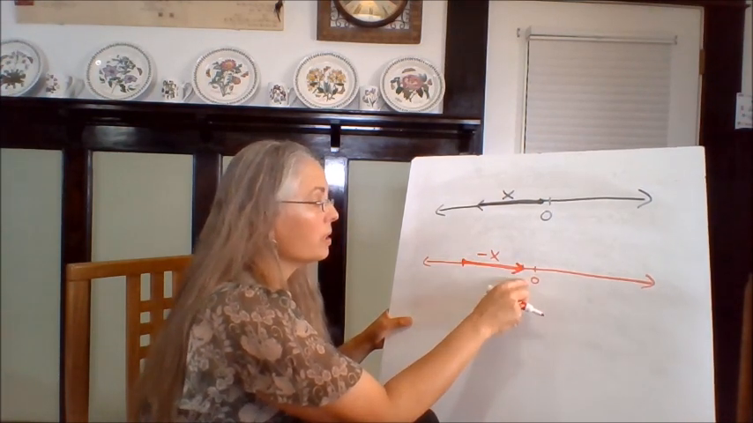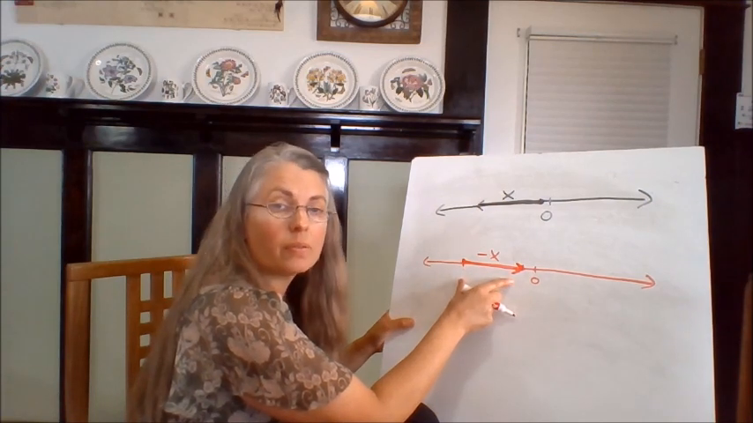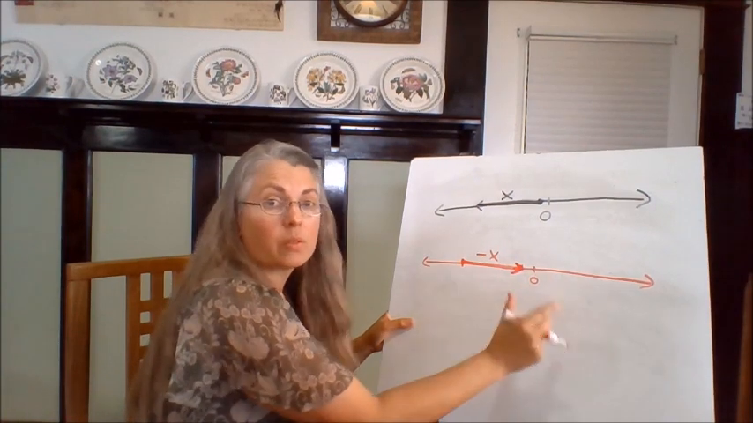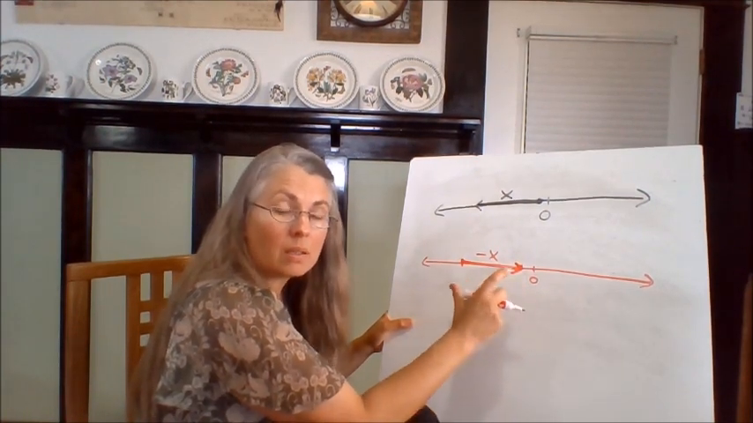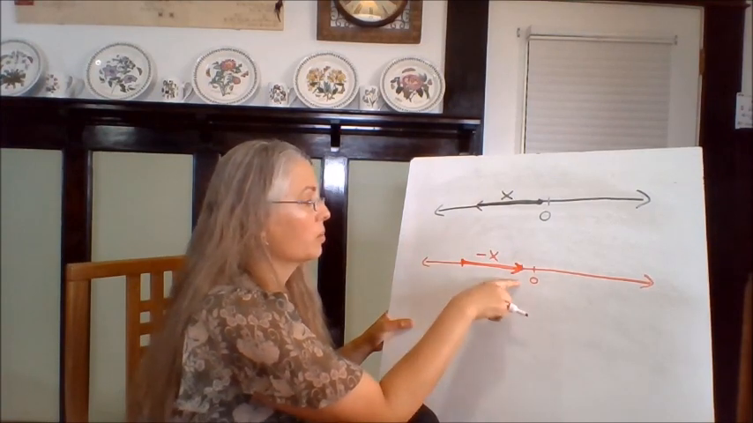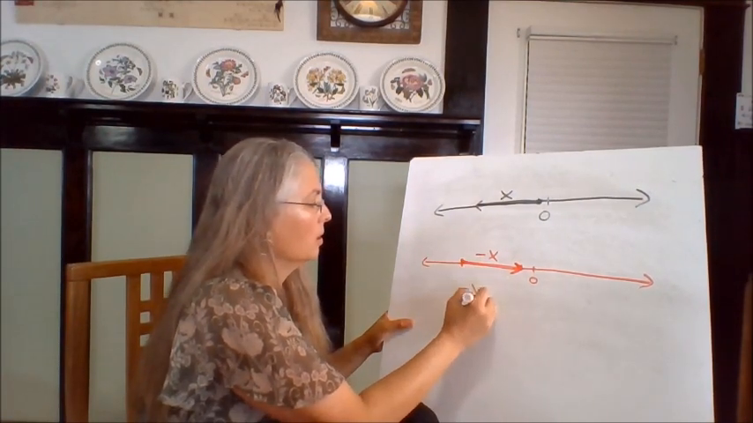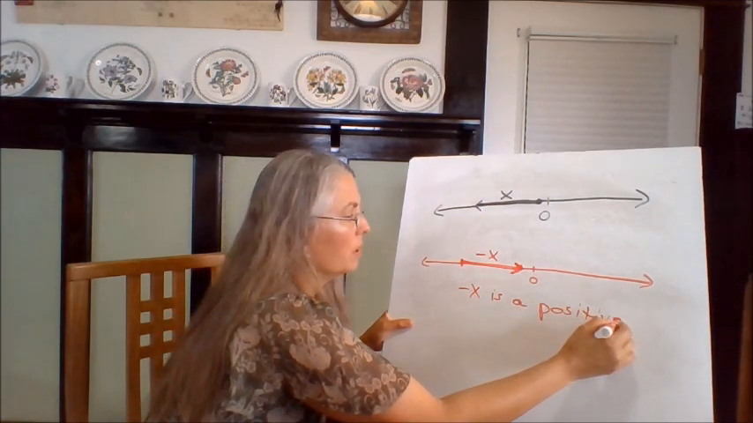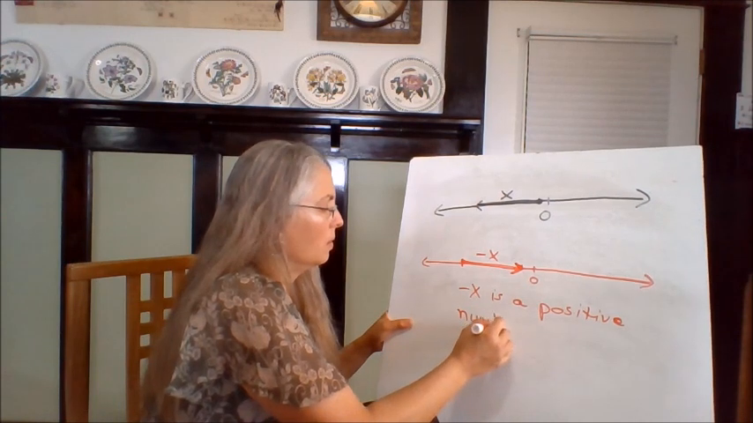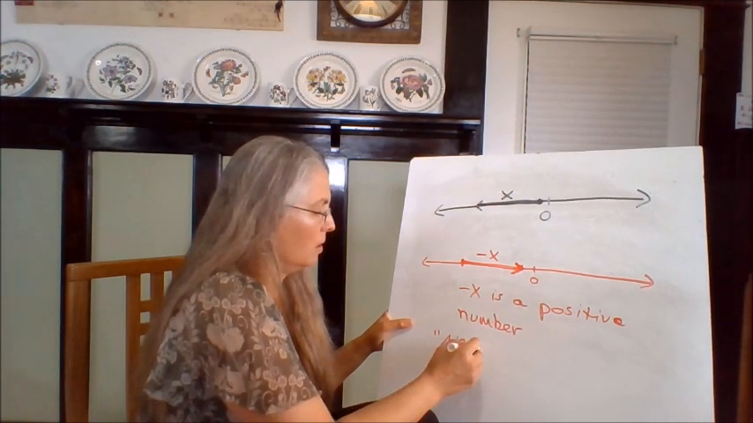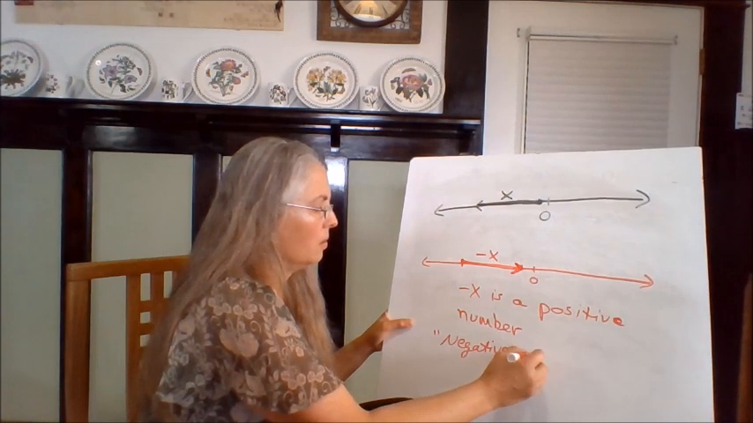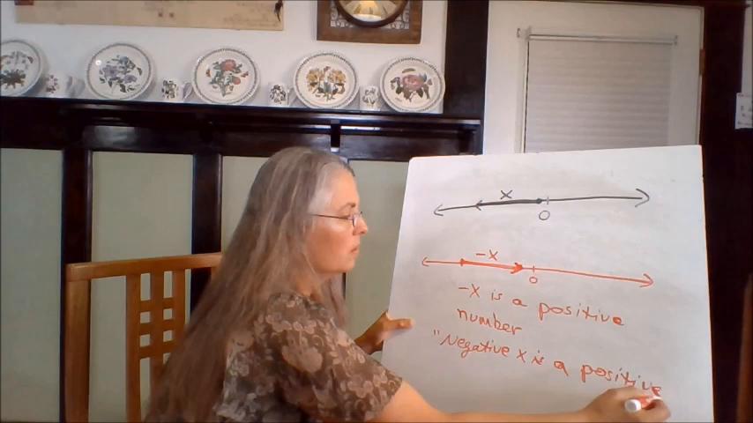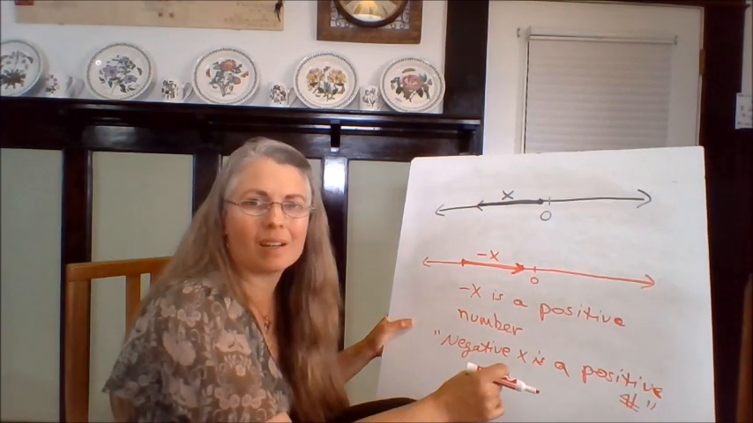It's an arrow. I drew the arrow entirely to the left of 0, but when you're representing numbers with an arrow, where it lives on the number line is irrelevant. What matters is how long it is and what direction the arrow is pointing. The arrow is pointing to the right, so this number is a positive number. Negative x is a positive number, which kind of is confusing.